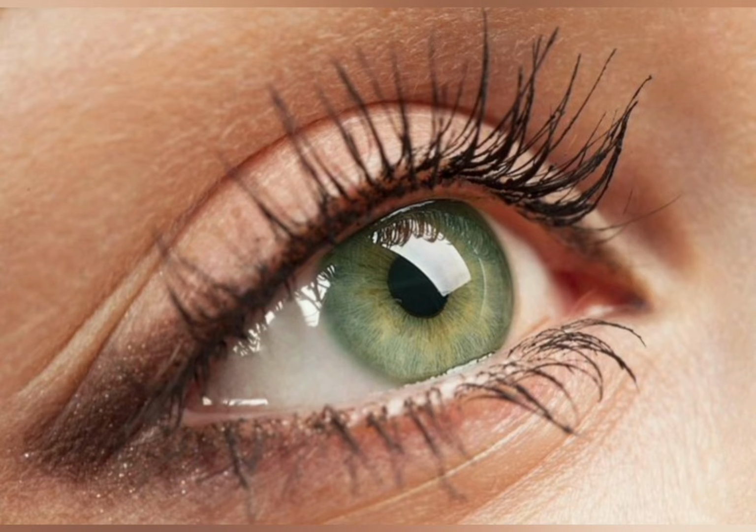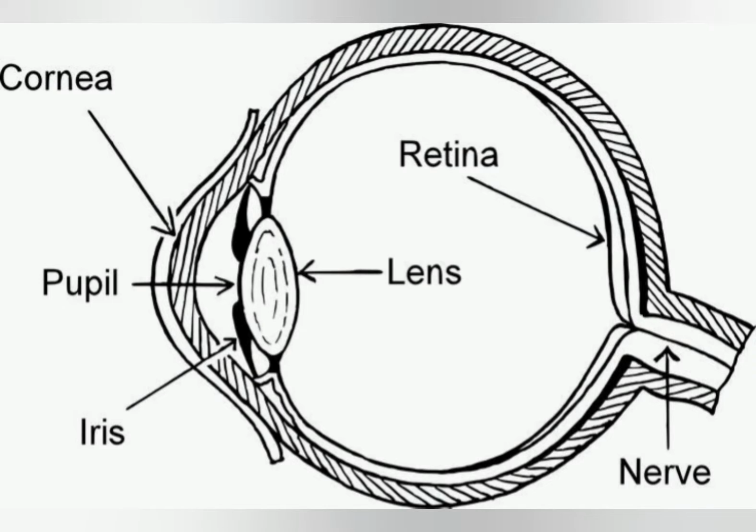The eye has a roughly spherical shape. The outer coat of the eye is white. It is tough so that it protects the interior of the eye from accident. Its transparent front part is known as cornea. Behind the cornea, we find a dark muscular structure called iris. In the iris, there is a small opening called the pupil.